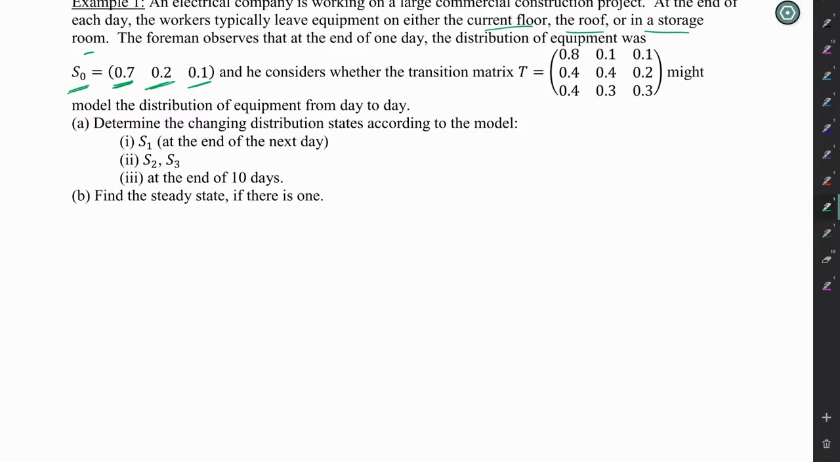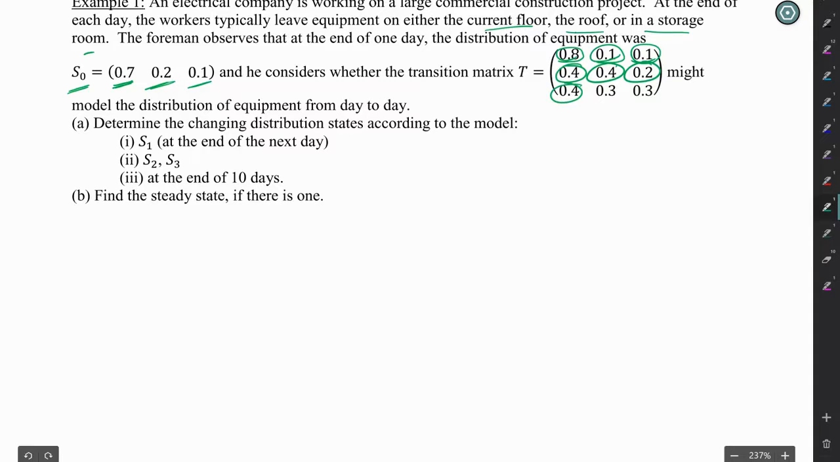So he's saying, okay, well, you know what? 80% of the stuff that's on the floor is going to end up on the floor again tomorrow. 10% of the stuff on the floor is going to get switched to the roof, and then 10% of that stuff on the floor is going to get switched into a storage room. And then this continues. So this means that for here, 40% of the stuff that's on the roof gets put on the floor, 40% of the stuff on the roof goes back on the roof, and then 20% of the stuff on the roof goes in a storage room.